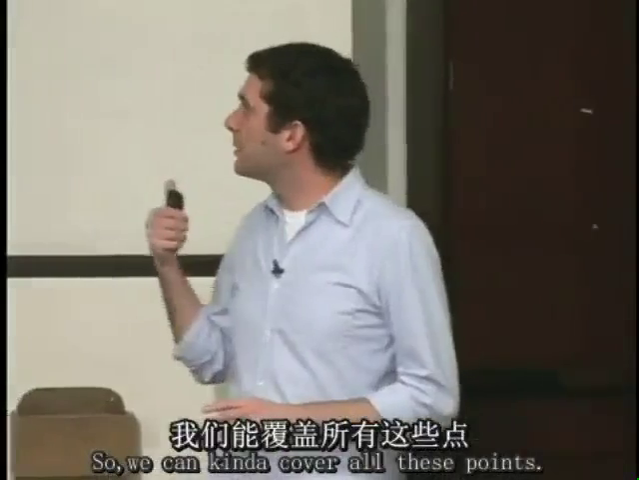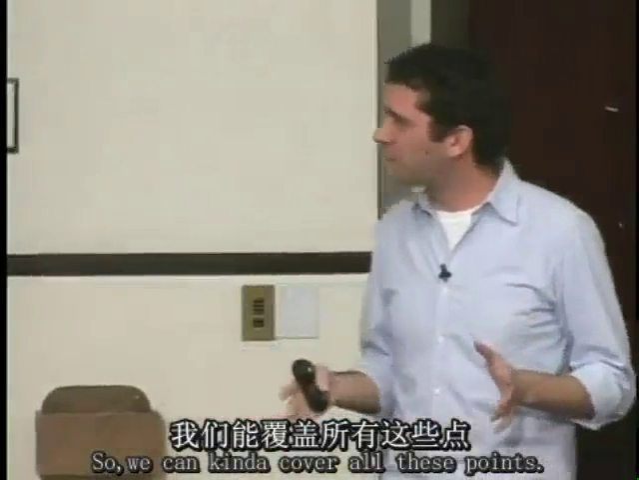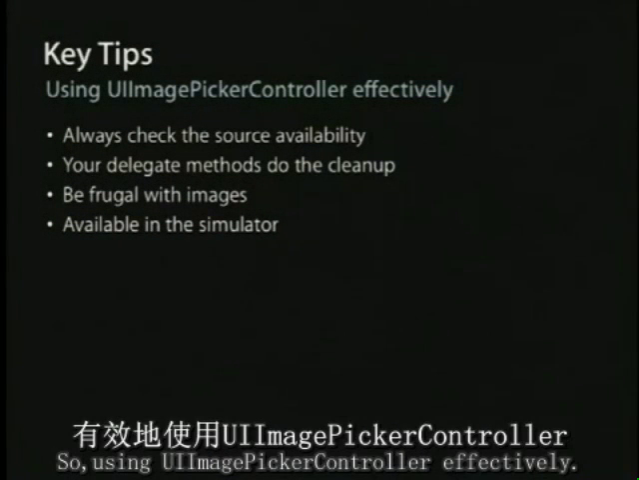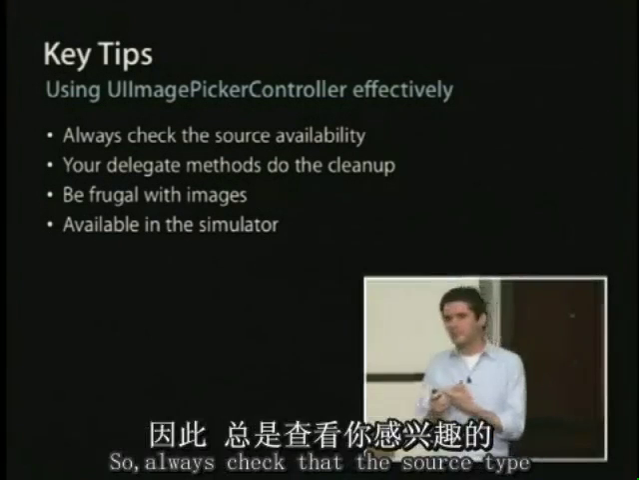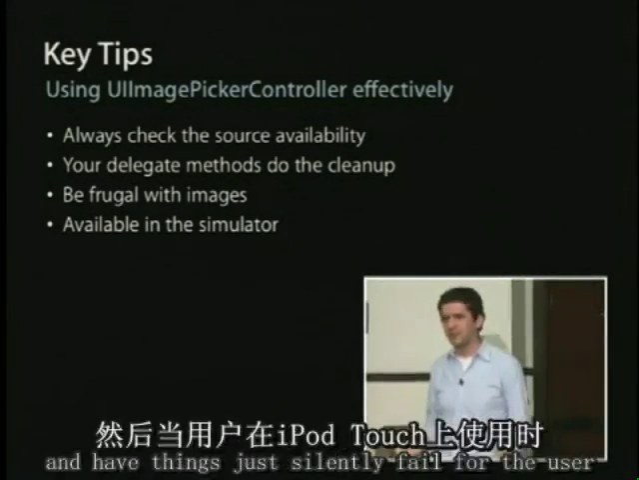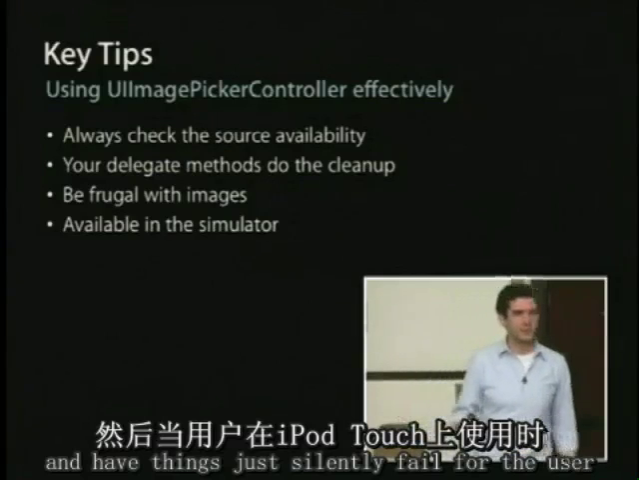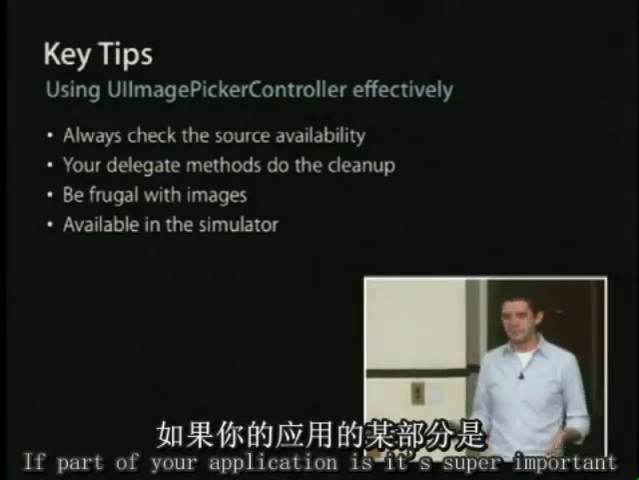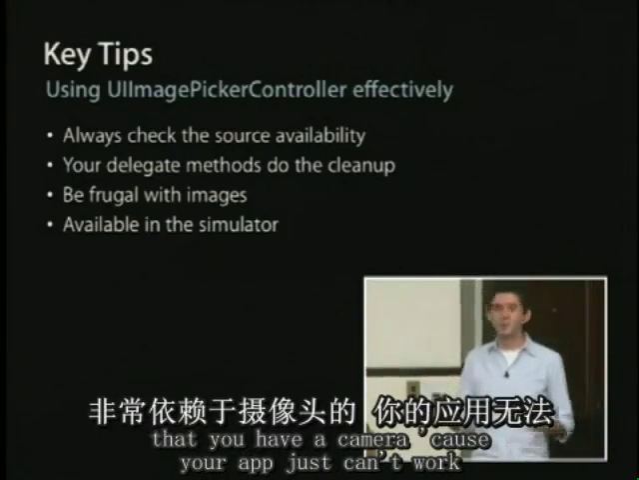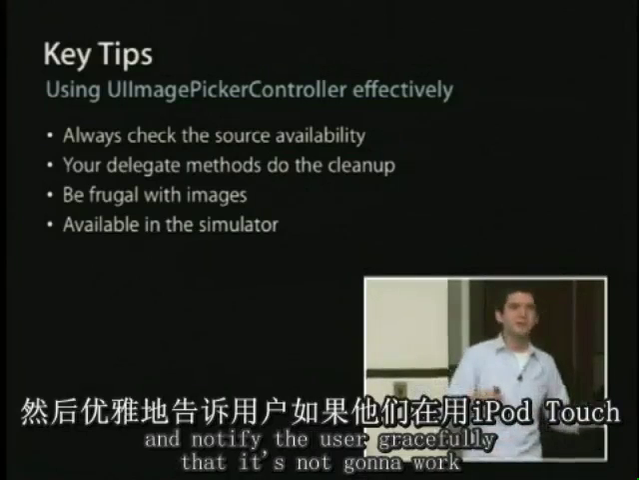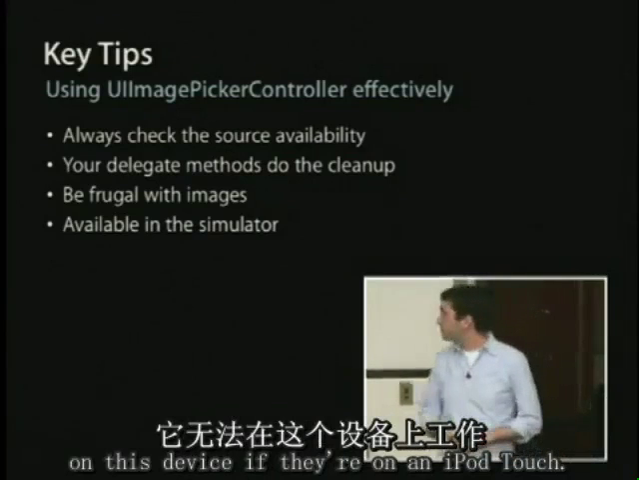All right, so we kind of covered all these points. I just want to put them together in one spot because they're all pretty important. So using image picker controller effectively. Always check that the source type that you're interested in is available. You don't want to fail to check this and have things just silently fail for the user when they're on an iPod Touch. If it's super important that you have a camera because your app just can't work without it, check the source availability first and notify the user gracefully that it's not going to work on this device.